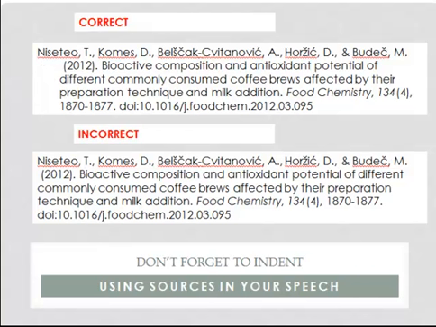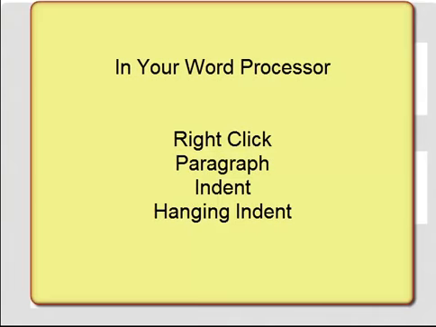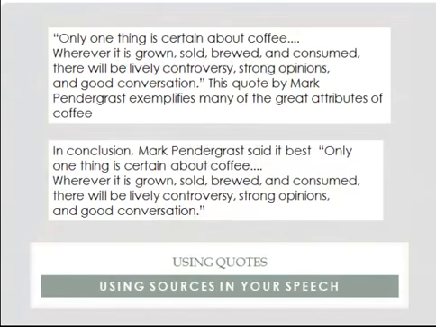Most word processors, you simply right-click, push paragraph, and then there's a drop-down box. And if you put hanging indent, and then highlight everything on that page, it will automatically indent that second line for everything on your page. Let's look at another way to use references.